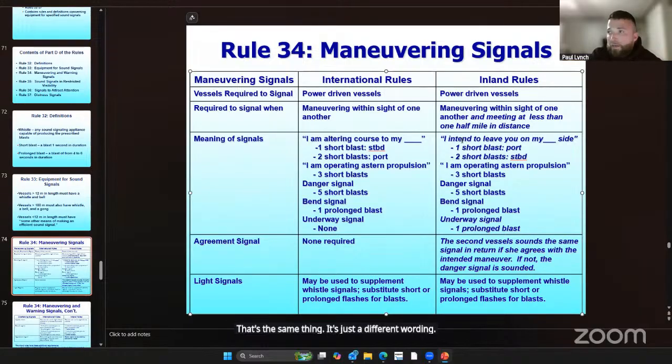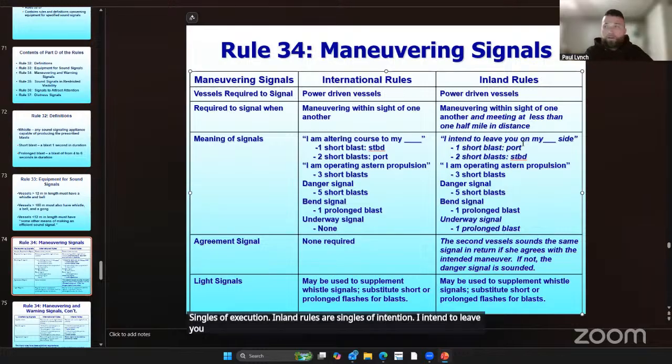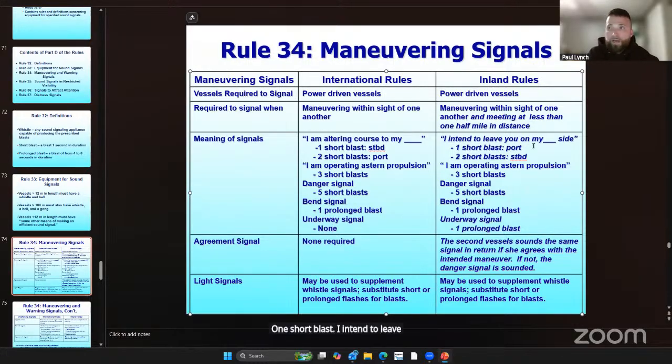I intend or I am altering. So I am altering is a signal of execution. Inland rules are signals of intention. I intend to leave you on my port side: one short blast. I am altering my course to starboard. I'm still leaving you on my port side. It's just different wording, but it's just one short blast.